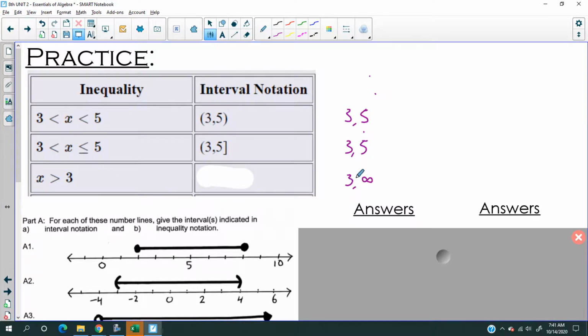So now the question is this: what are you going to use for the 3, parentheses or bracket, and what are you going to use for the infinity, parentheses or bracket? So watch this. Since this is not inclusive of 3, you leave it as a parentheses. And what about the infinity? Yeah, parentheses. Remember, no bracket next to infinity. You cannot reach infinity. I have tried, and I couldn't do it.